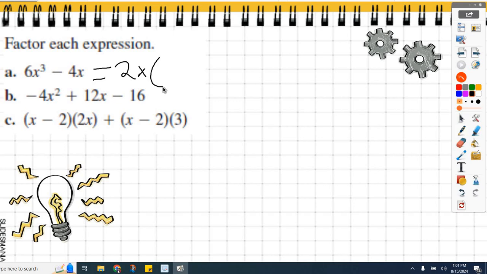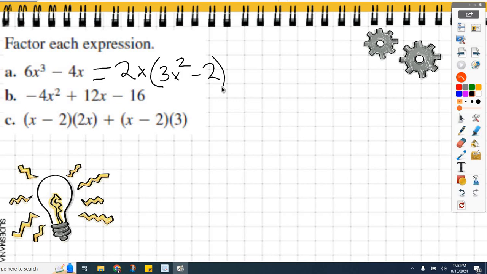And then someone mentioned FOIL. So remember, foiling is multiplying it out. We're basically trying to unfoil. So what is the opposite of multiplying? Dividing. So we're basically dividing each of our terms by 2x. So 6x cubed divided by 2x is 3x squared, and then negative 4x divided by 2x is negative 2. And that would be our answer.